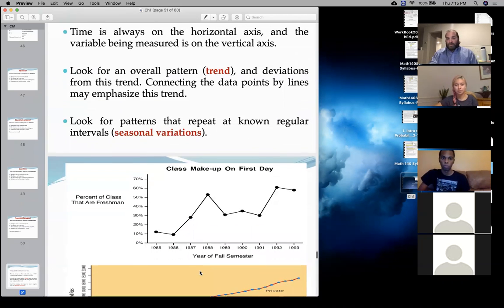So here's an example of a time plot. It shows the class makeup on first day, what percent are freshmen. Notice the horizontal axis is time, it's the year. And the vertical axis is what we're measuring. What is the general trend for this time plot? How would you describe the general trend for this time plot?